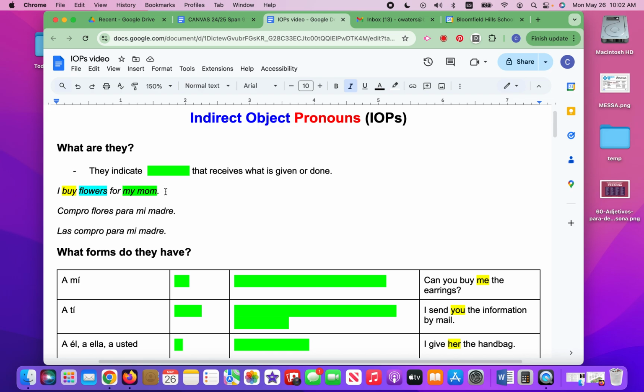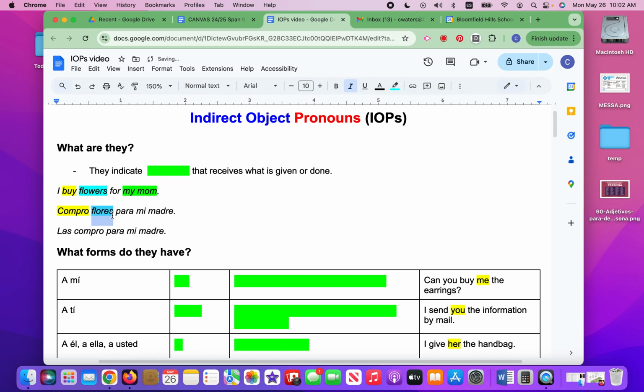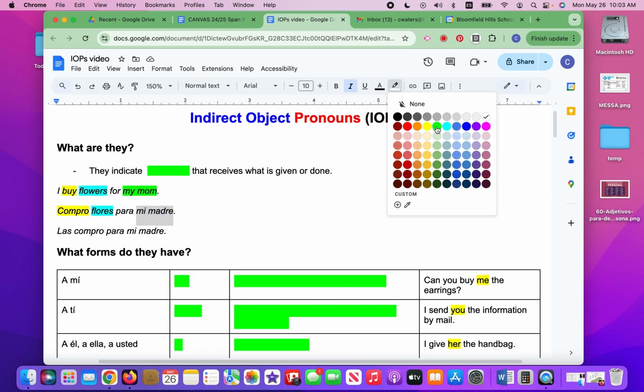En español, same thing, lo mismo, ¿no? Compro es el verbo. I ask, ¿qué? ¿Compro qué? Flores. Es el objeto directo. Compro flores. ¿Para quién? For whom? Mi madre. Es el objeto indirecto.